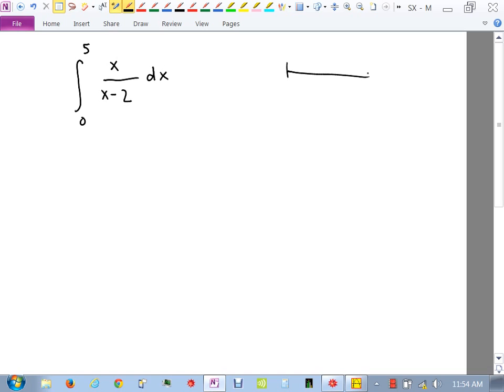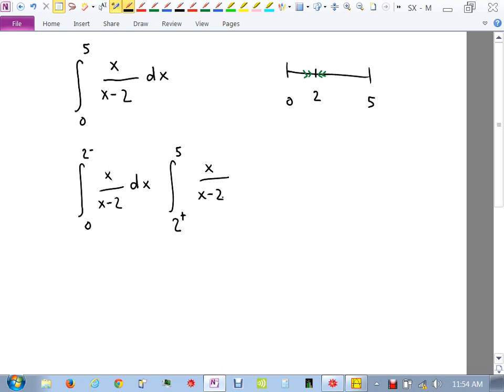We have our interval from 0 to 5. Do we have a discontinuity? At 2. Which means I'll need to approach it from the left, and then another integral will come in from the right. So two integrals, right? First integral will go from 0 to 2, left side of 2, x over x minus 2 dx. Then I'll go from 2, right side of 2, to 5, x over x minus 2 dx.